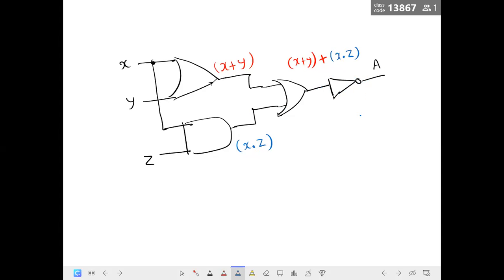So NOT gate, can you remember? If you give X, it will give X bar. If you give A, it will give A bar. If you give B, it will give B bar, right? So therefore, I am going to write the answer like this: X or Y or X and Z bar, right? So that's the answer, right? Okay, then that's good. My last question is this one.